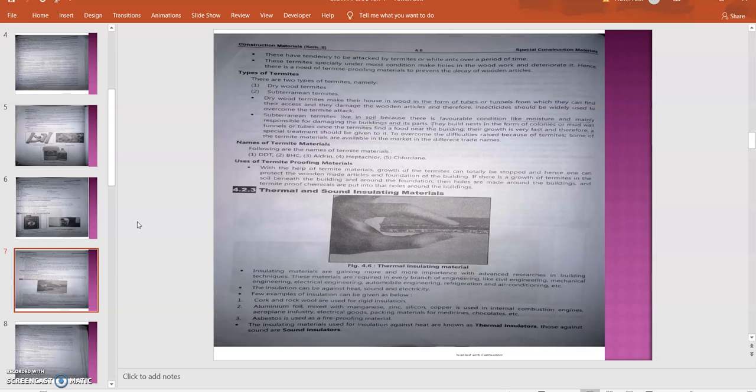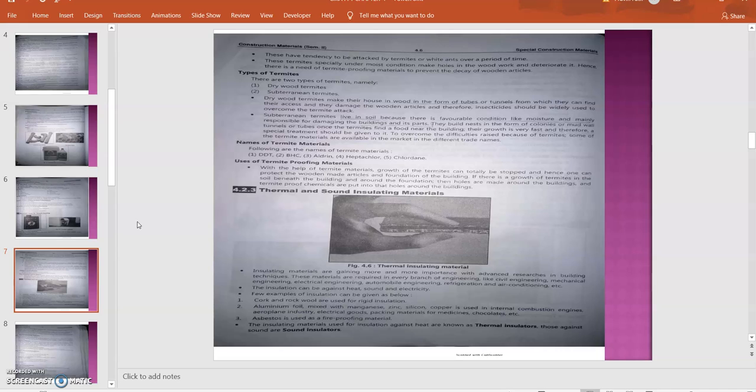The types of termites are drywood termites and subterranean termites. Drywood termites make their house in wood in the form of tubes or tunnels from which they find access, and they damage wooden articles. Therefore, insecticides or termite chemicals have to be spread over them. Subterranean termites live in soil because these are favorable conditions, and they are responsible for damaging buildings and their parts. They build nests in the form of colonies or mud tunnels or tubes.